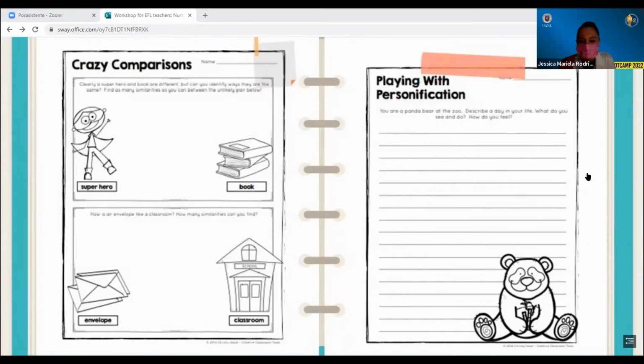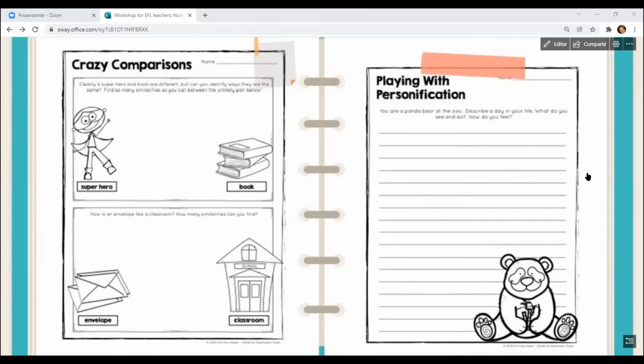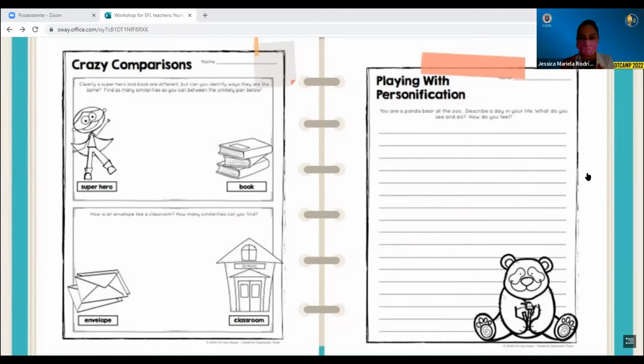Okay. It's with playing with personification. Okay, you chose the one of the panda bear. Yes, it's short, but it's cool. Okay, I'm Tom and I'm a panda bear. Most of the time I feel happy because there are many people that come to the zoo to see me. They tell me pretty good things and give me delicious food. And that's it. Okay, excellent.